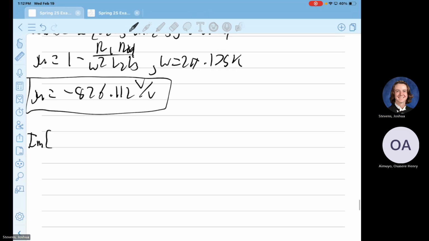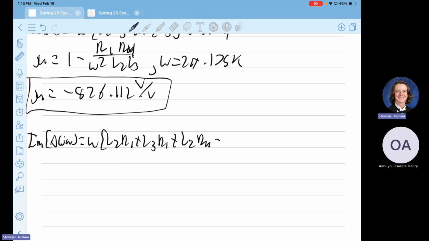So I am of delta J omega equals omega times L2 R1 plus L3 R1 plus L2 R4 minus mu L2 Rm minus L2 Rm plus mu L2. Oh, this is not supposed to be Rm. This is supposed to be R4. Yes, it's R4, sorry. And Rm's over there. That's all equal to 0.